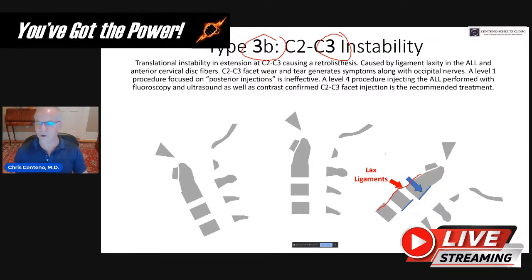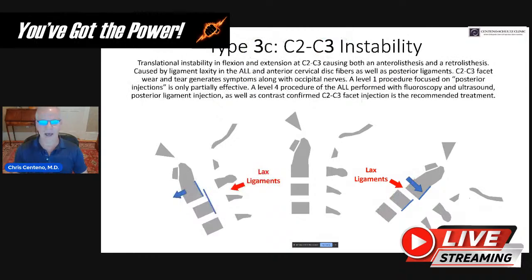Much, much harder to do. No prolotherapist in the country is going to be able to do this kind of injection, or at least safely, because you've got to use ultrasound and x-ray guidance from the front. You can, again, inject all you want posteriorly, but it's not going to do anything. It's not going to move the needle because the problem ligament is in the front, the anterior longitudinal ligament. And then obviously you can have a 3C where you've got problems in flexion and extension. And again, you need anterior and posterior injections.